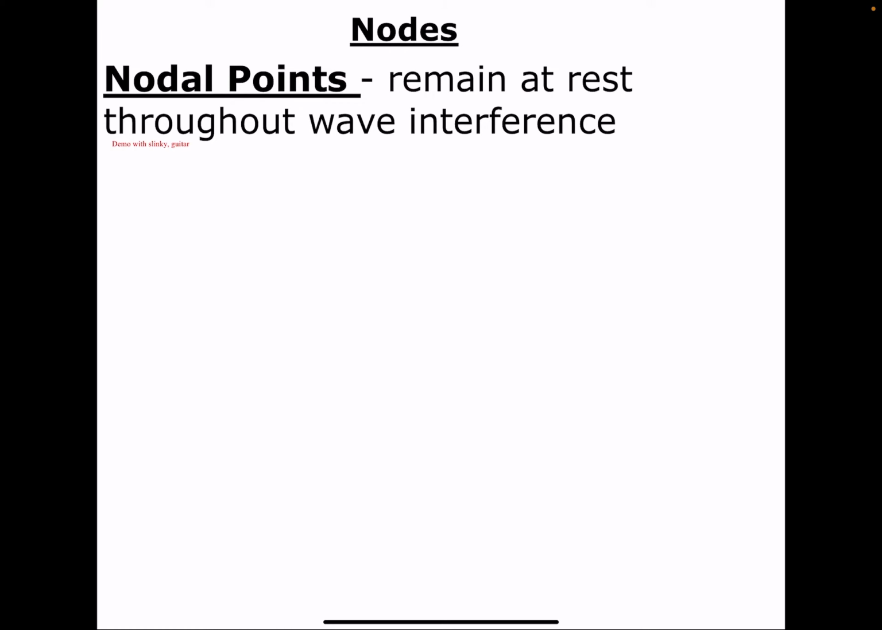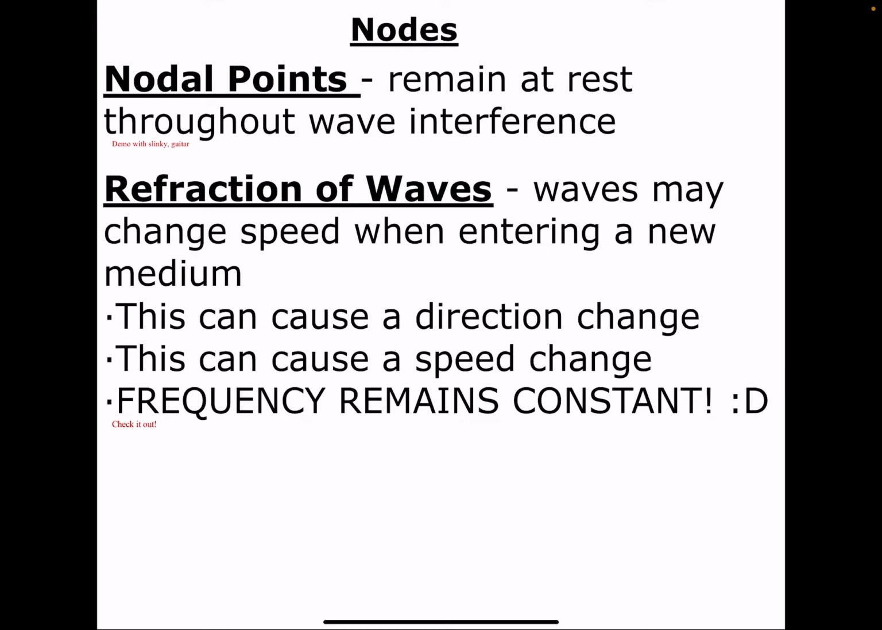Nodal points. Sometimes you get specific points where, as the interference is happening, there's a certain point that just never moves. That's called a nodal point. It remains at rest. If we were in person, I would demonstrate. We can do this with slinkies. I usually do this with a guitar string to show you. If you play the guitar or some other stringed instrument, you may have heard of nodes. Anyways, nodal points remain at rest throughout the wave interference.